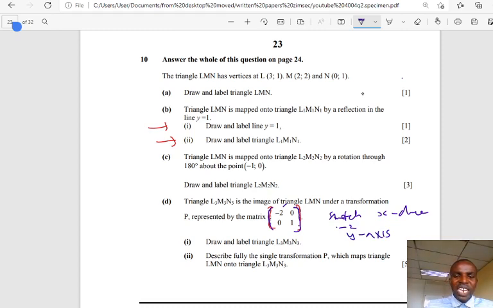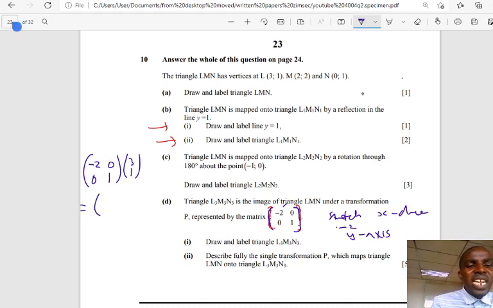Right, to draw the image under a stretch, the easiest way, without using the stretch factor, is just multiply the coordinates of the original points of LMN with this matrix. So triangle LMN is this one. L point is 3, 1. So you say -2, 0, 0, 1. You multiply with L to get the image coordinate of L with 3, 1.